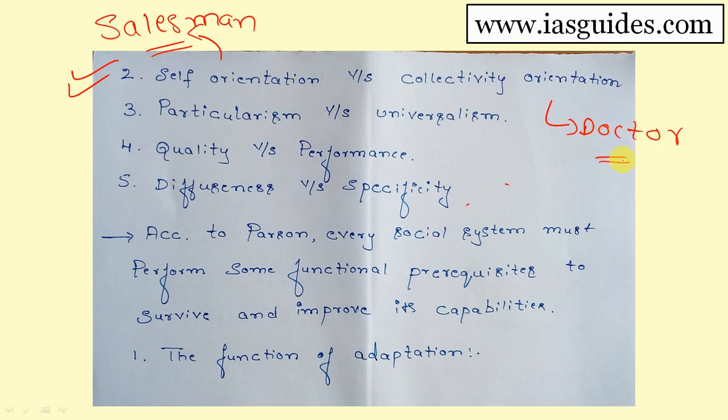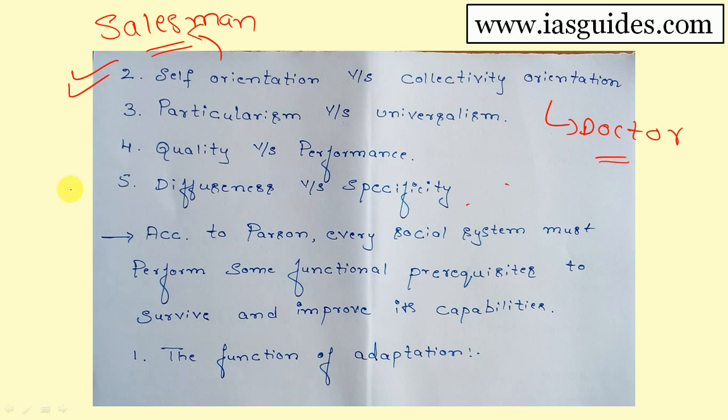A doctor is always expected to tell the truth. Generally speaking, doctors tell the truth to their patients. Even if he tells one lie, he will get huge money by doing complex operations and all, but he will not tell a lie. Whatever is true, he has to tell. That is what is known as collective orientation. But self-orientation: business people, salesmen, marketing executives are examples of self-oriented.